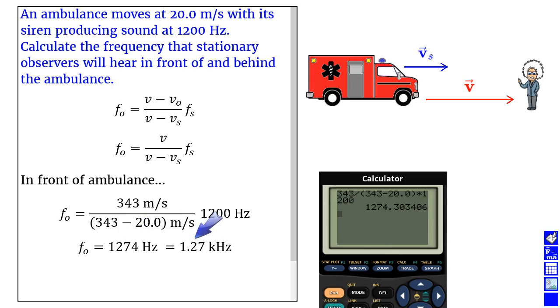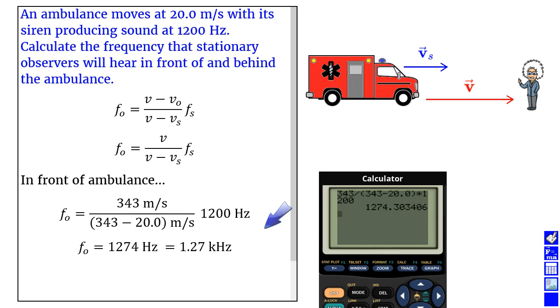So this is the frequency or the pitch that the observer actually hears. If we compare that to the actual frequency of the ambulance siren, which was 1200 hertz, we can see that the observer hears a higher frequency as a result of the Doppler effect compared to the actual frequency.